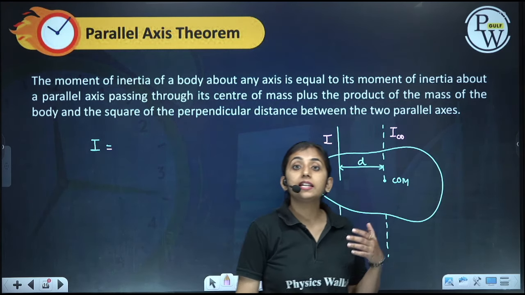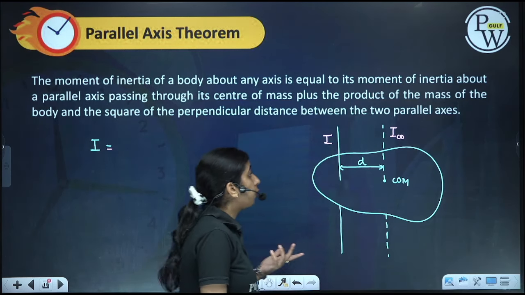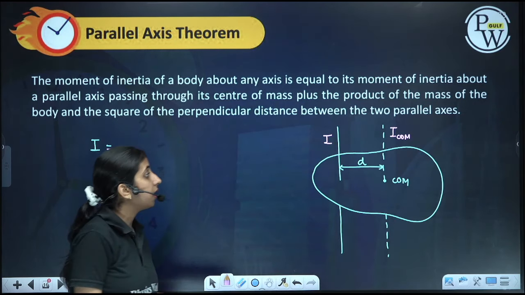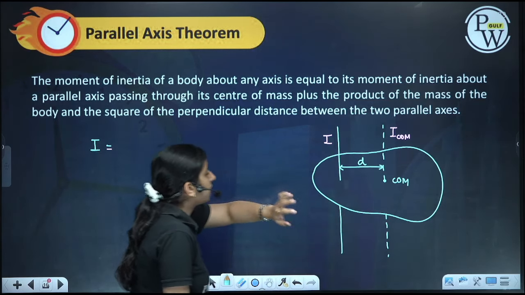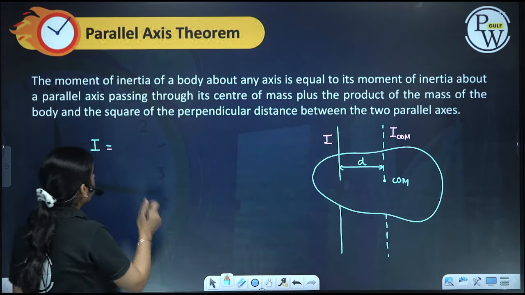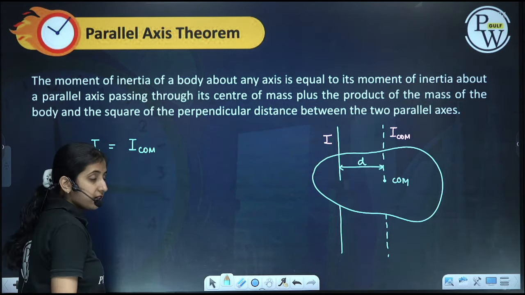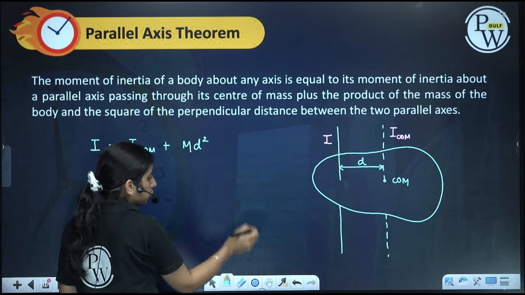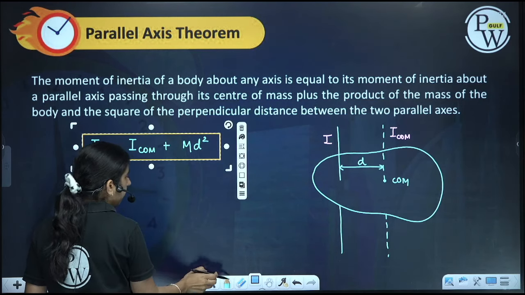Now it is easier to calculate the moment of inertia about the center of mass axis, or in general, for rigid bodies we know the moment of inertia about the center of mass axis. So we can calculate it about any other axis. This theorem says that the moment of inertia about any axis is equal to the sum of the moment of inertia about a parallel axis passing through the center of mass plus mass times the distance between the two axes, whole squared. Okay, so this is the parallel axis theorem.